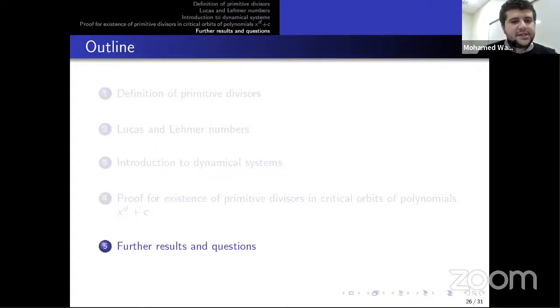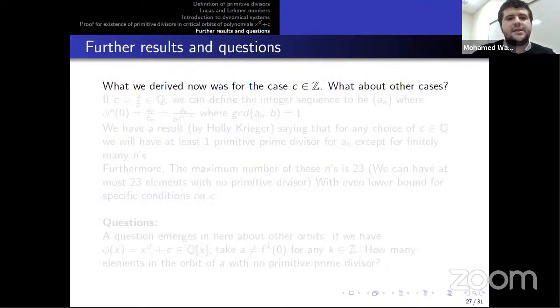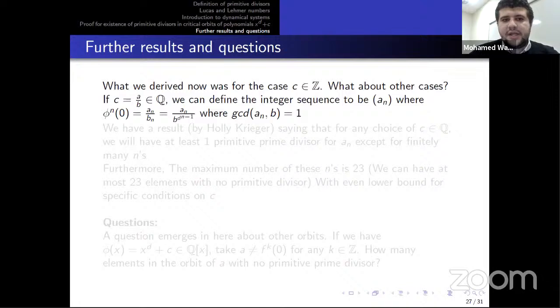Now I will just be mentioning some further results. This was a simple result that could be introduced now. For further results, we can check these. First, what we derived now is for c in Z. If c is equal to a over b, a rational number, then we can define again the integer sequence to be the sequence of numerators of phi n.